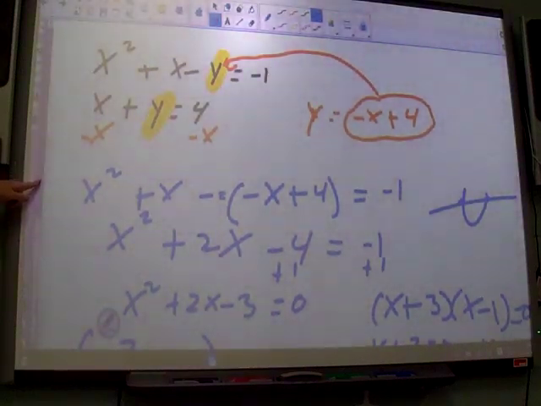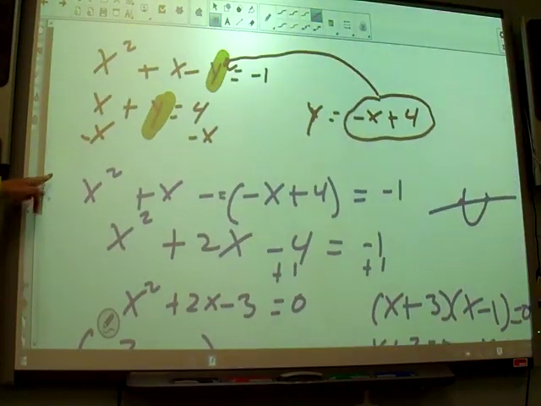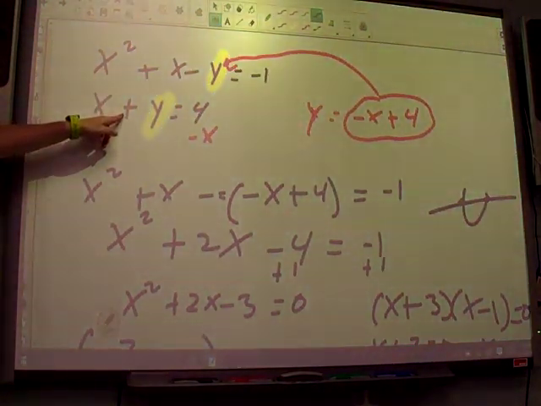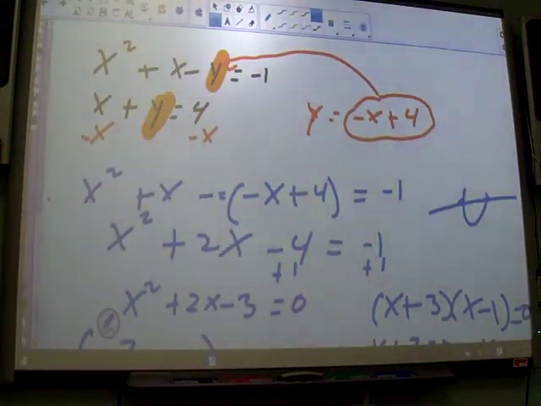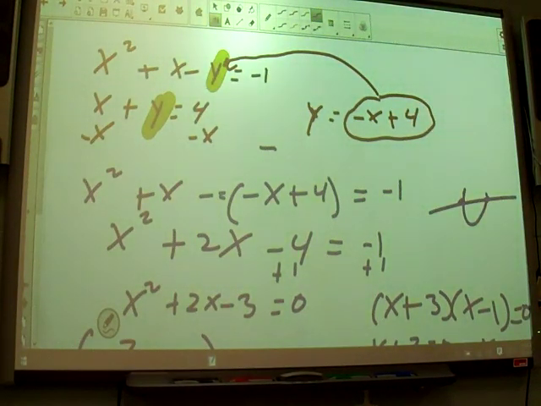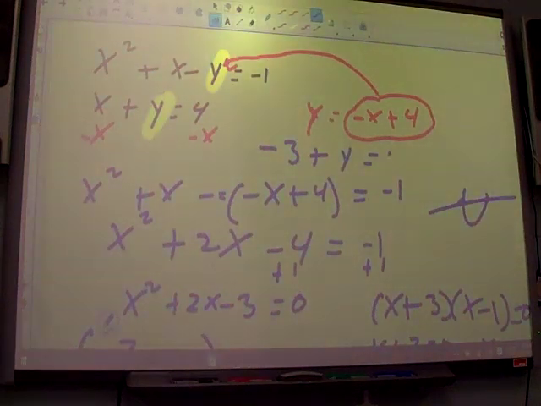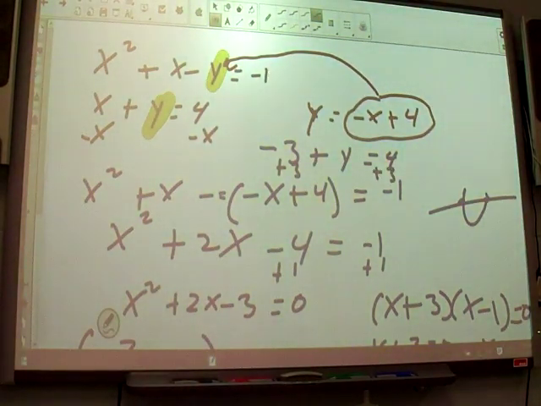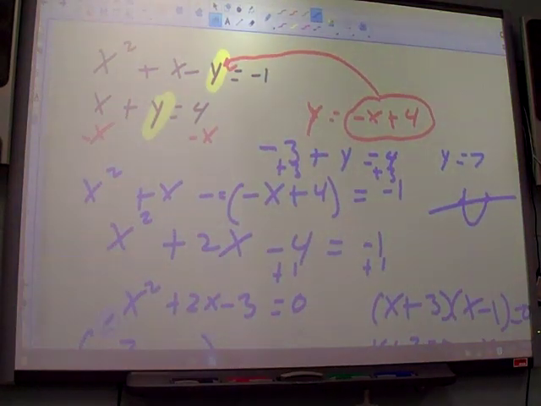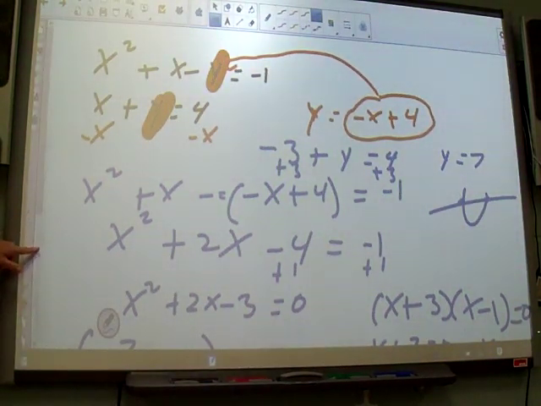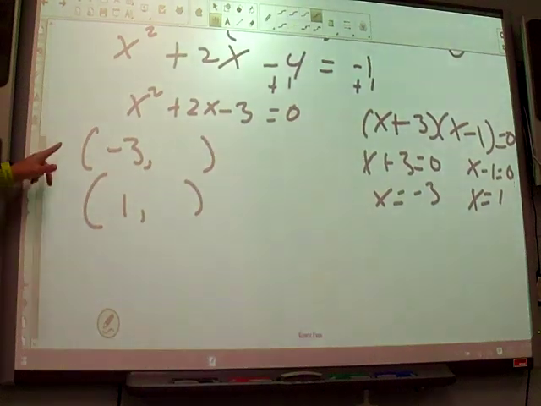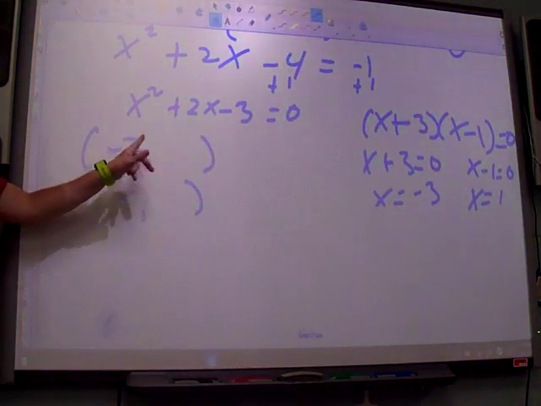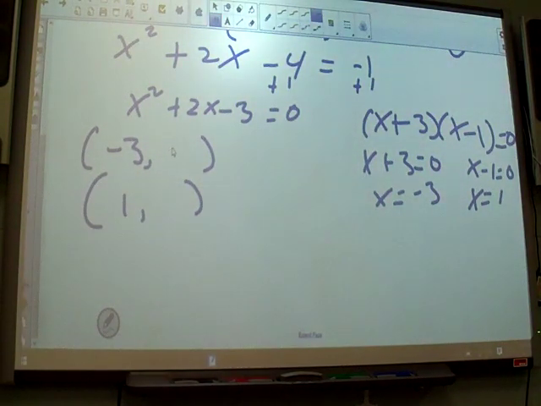So my first x was -3. So -3 plus what would equal 4? You'd add your 3 to both sides. Wouldn't it have to be 7? Now make sure you write it correctly. The 7 goes with the -3, so don't mix it up. Make sure you write it where it goes.